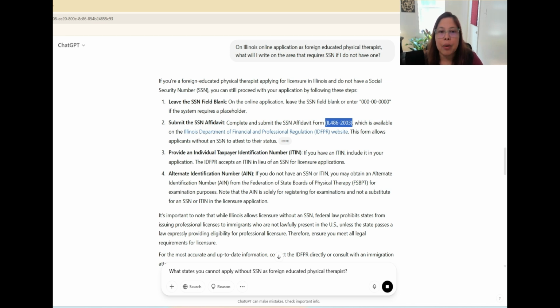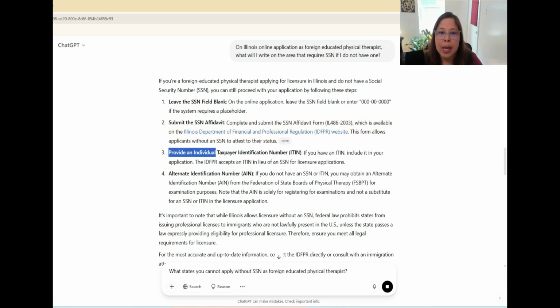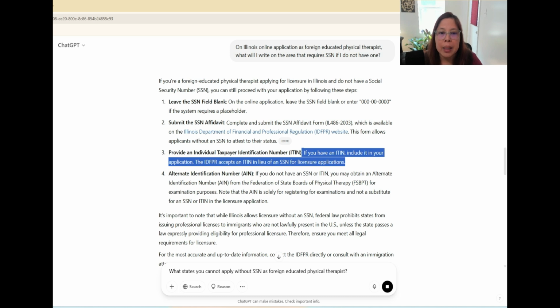That form is 486-2003, which is available on the Illinois Department of Financial and Professional Regulation website. That is the name of the State Board of Physical Therapy in Illinois. This form allows applicants without a social security number to attest to their status. Another option is to provide an ITIN, like I said before, an individual taxpayer identification number. If you have an ITIN included on your application, the IDFPR accepts an ITIN in lieu of a social security number for licensure applications.